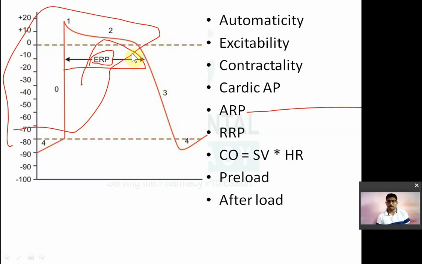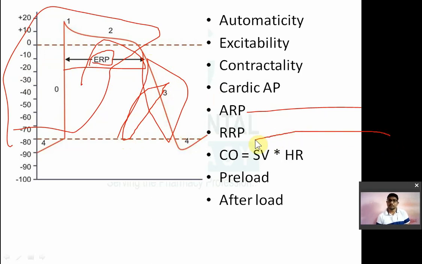Now the third phase is known as repolarization. If there is a strong stimulus during phase 3 of the cardiac cell, that stimulus can depolarize the cell. That's why it is known as the relative refractory period.